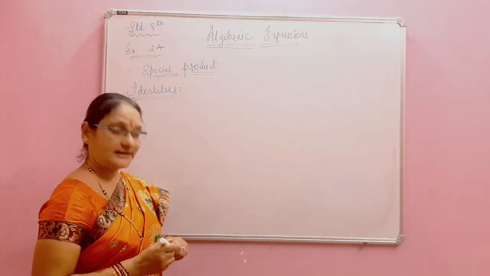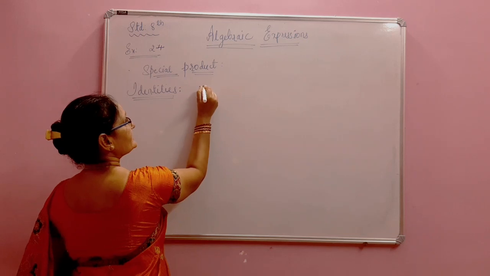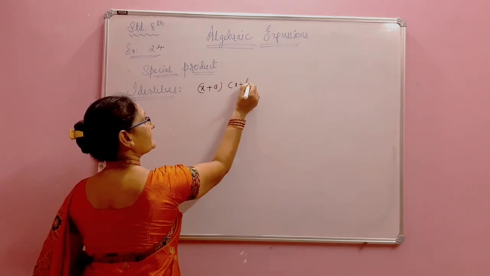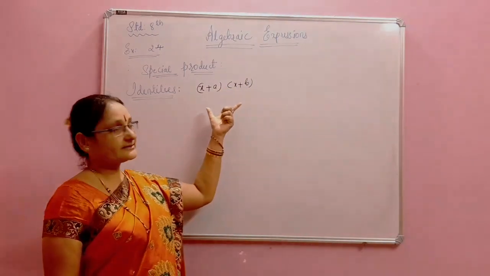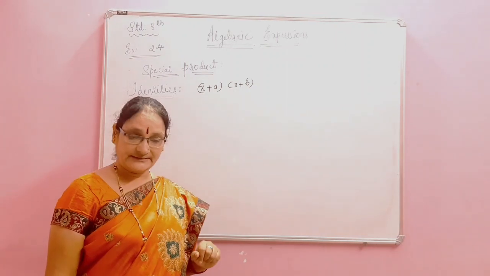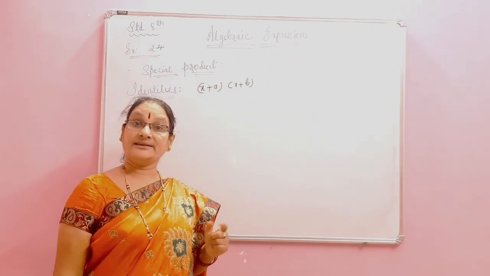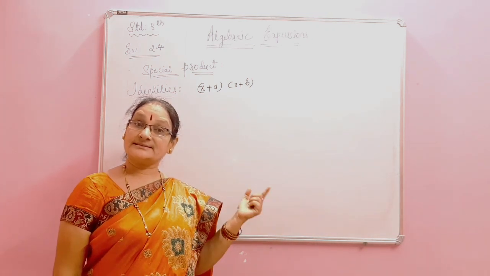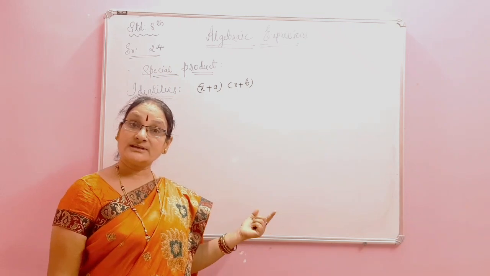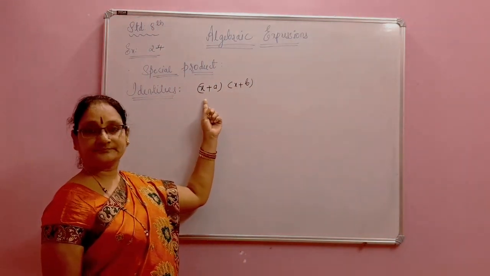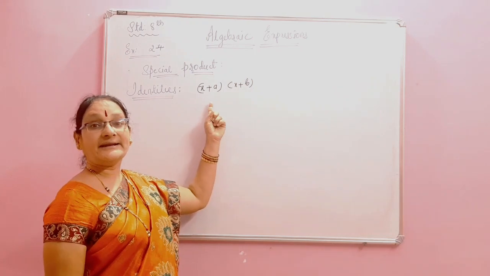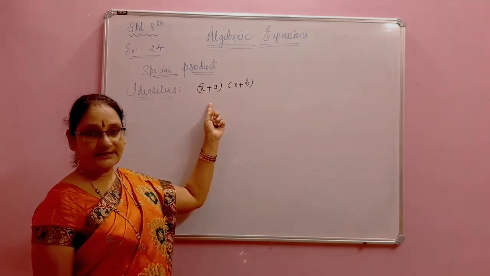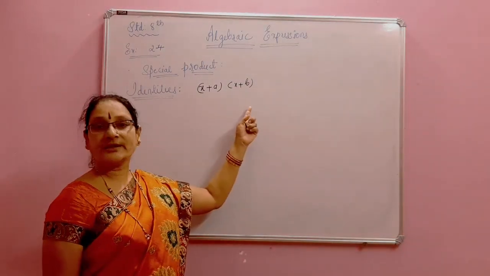In that, the first identity we learn, very important, is (x + a)(x + b). See here students, this is an identity. What is an identity? An identity is an equality. It is an equality which remains the same for all the values of the variable. Okay, this is what an identity is.